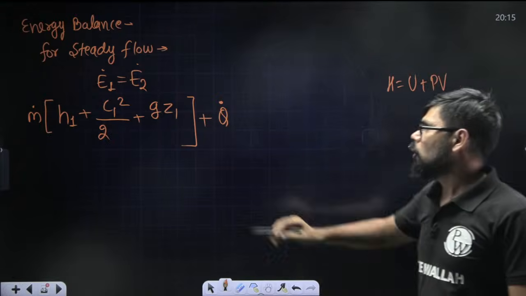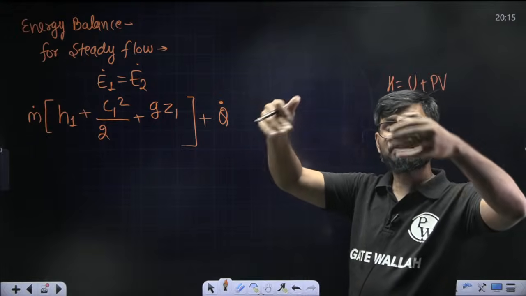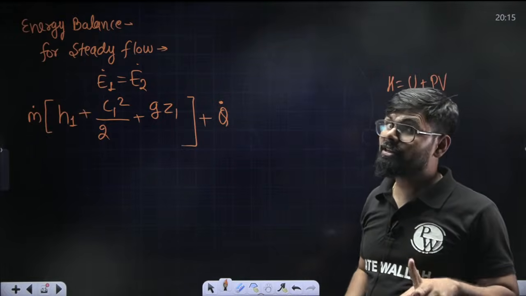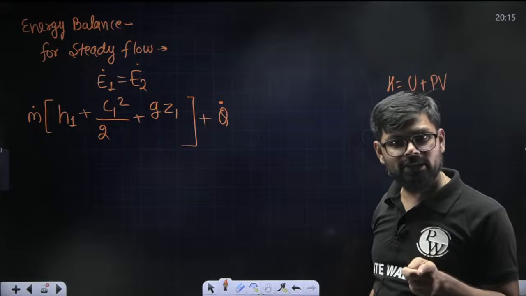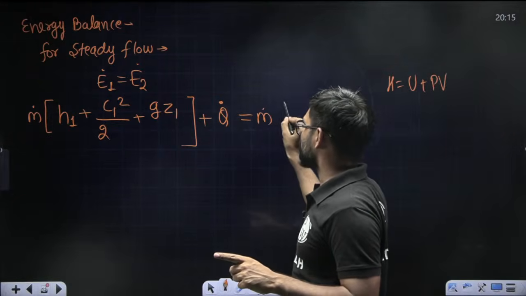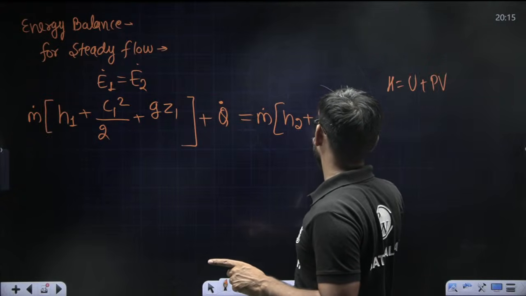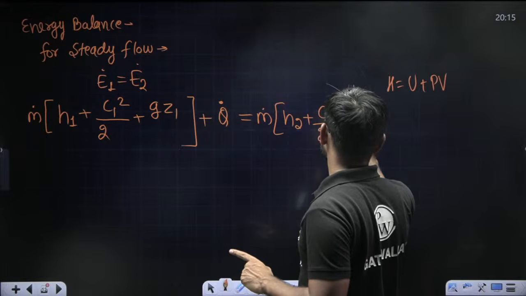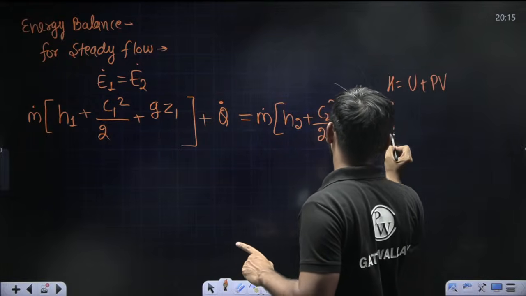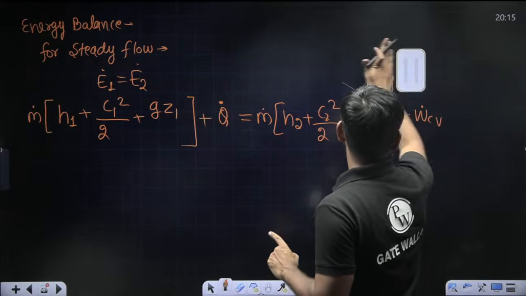Then E2 dot. What is E2 dot here? The energy leaving the system, my dear student friends. Now energy may leave also in two ways. One is through the fluid. Through the fluid, how much energy will leave? That is m dot into H2, same thing, right? Plus C2 square by 2 plus gz2. Now plus W control volume dot.